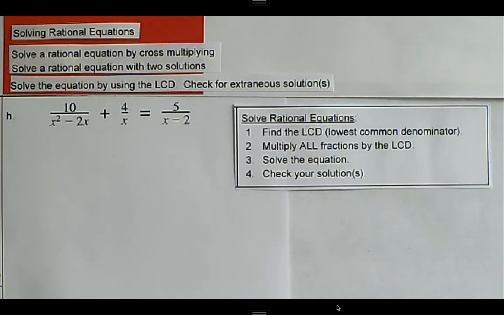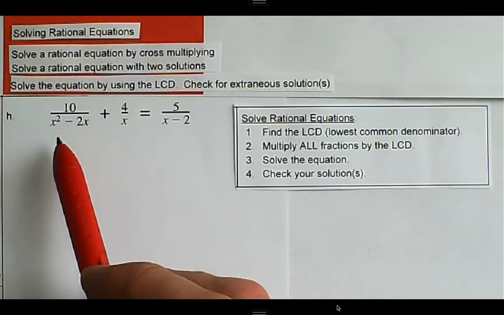We are solving rational equations, and we want to solve rational equations by using the LCD and then check for extraneous solutions. So in order to find the LCD, we got to find out what factors are in the denominator.